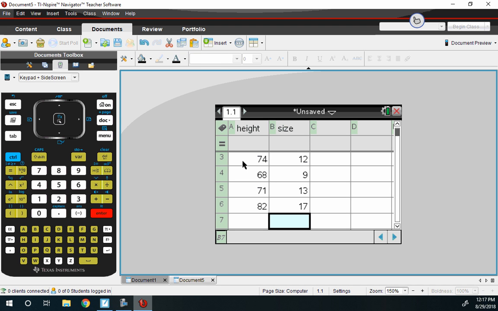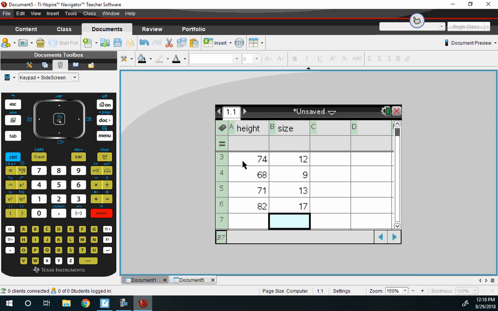Has everybody got their pairs in? Are you working on it, I hope? This is the hardest part of the whole thing, just putting the data in. Make sure you get it put in right. After your last one, make sure you press enter. We doing all right so far?